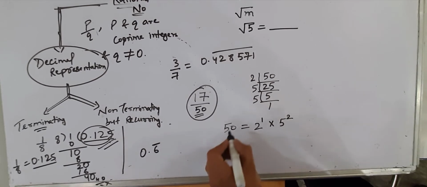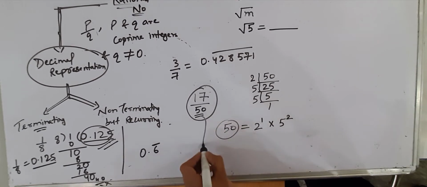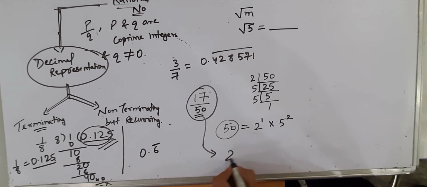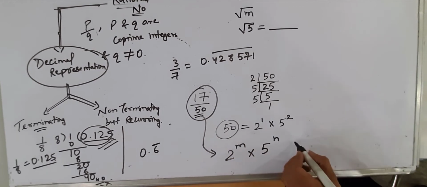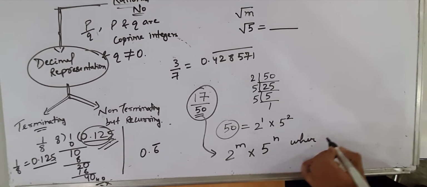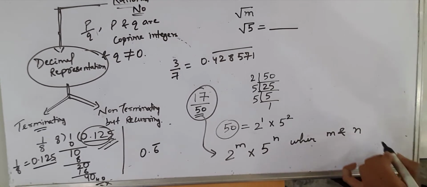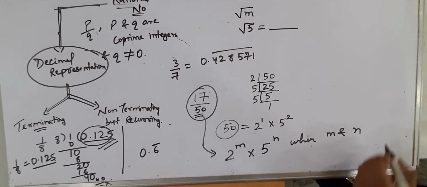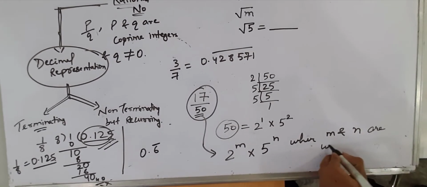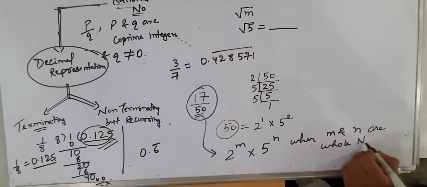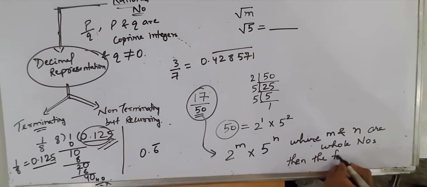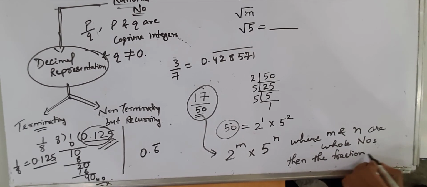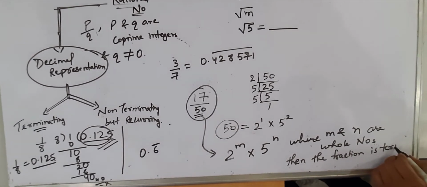So if we are able to express the denominator only in the form of 2 to the power m multiplied by 5 to the power n, where m and n are whole numbers, then the fraction is terminating.